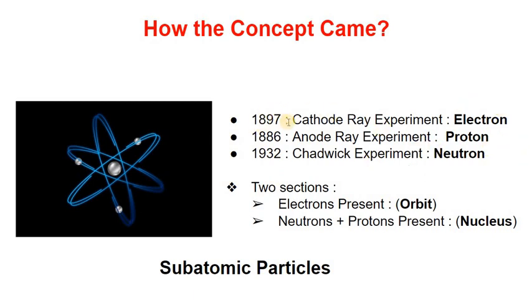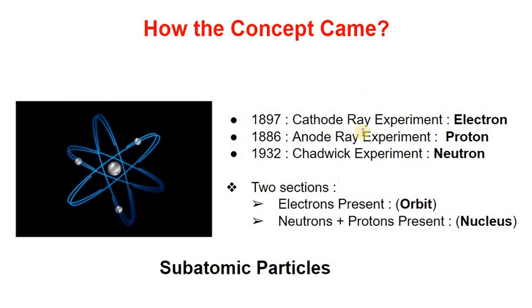In 1897, by the cathode ray experiment by J.J. Thomson, the electron was discovered. In 1886, by the anode ray experiment by Goldstein, the proton was discovered. And in 1932, Chadwick, who was Rutherford's student, discovered the neutron. You know about Rutherford from atomic structure at class 11, 12 level, the Rutherford atomic model. So Chadwick was Rutherford's student, and the neutron was discovered through that experiment.